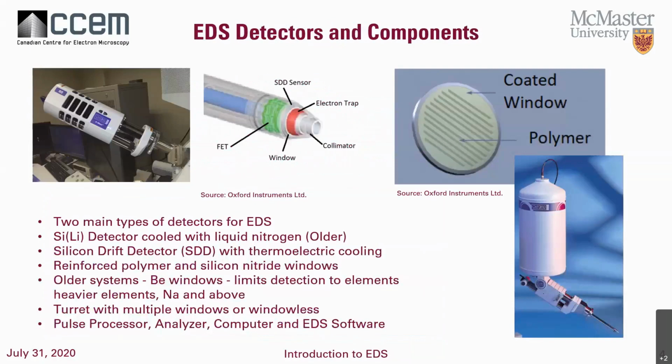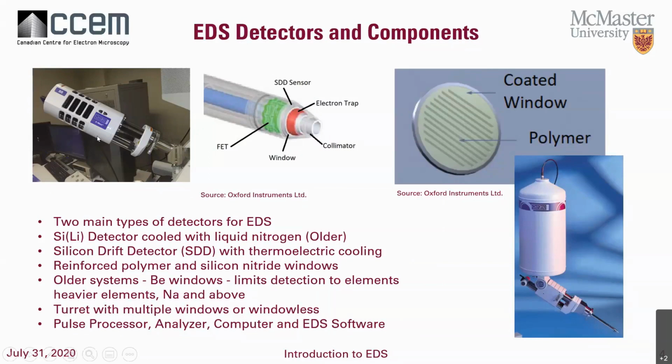So EDS detectors, there are two main types that we see. There's a silicon lithium detector, which is cooled with liquid nitrogen. You can see down here in the bottom right-hand corner, that type of detector. One thing I will mention at this point, we pretty well have exclusively Oxford Instruments EDS systems, so it's going to tend to be a lot focused on that particular type of system. But we can talk about the other systems that do exist out there.